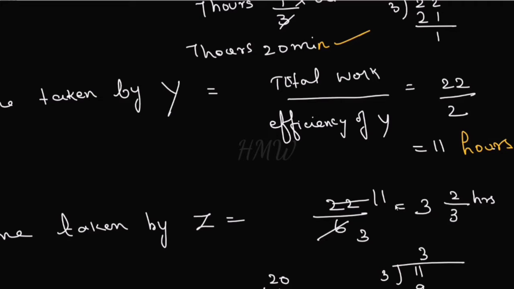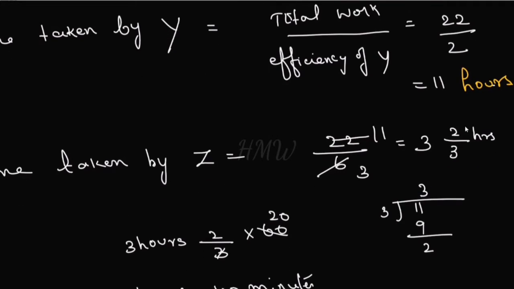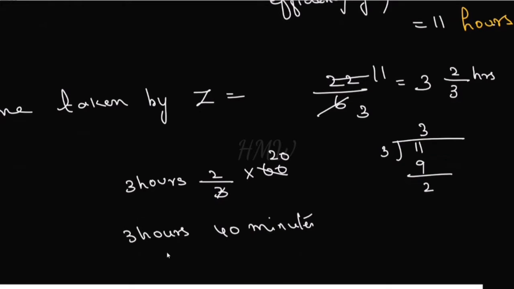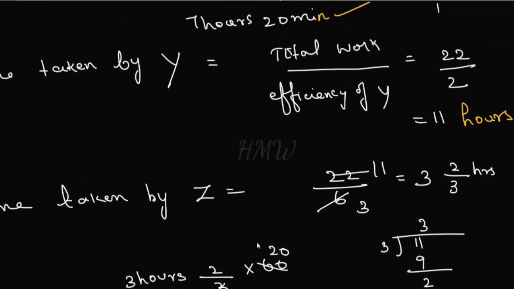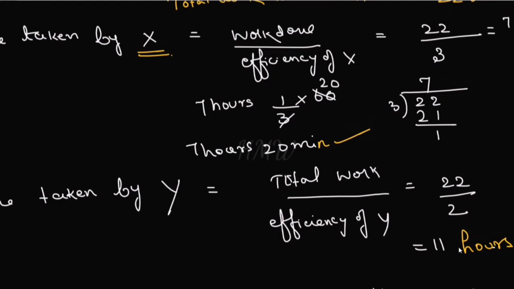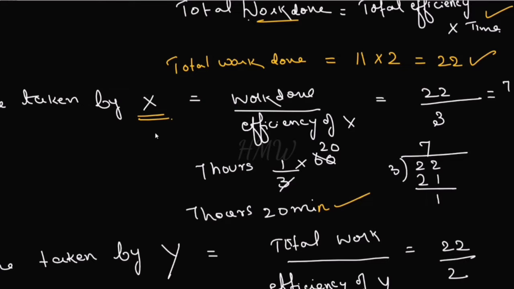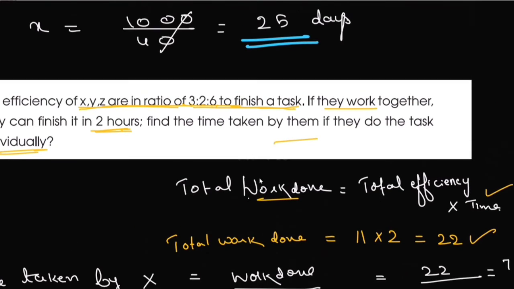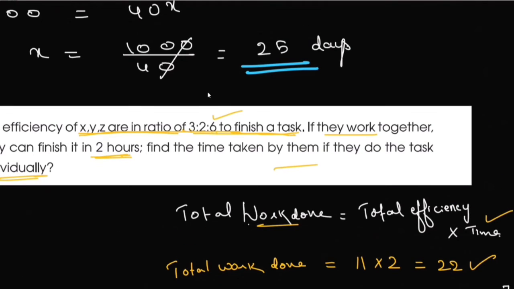11 by 3 is 3 and 2 by 3 hours, since 3 into 3, 9, plus 2, 11. If you want to convert 2 by 3 into minutes, multiply 2 by 3 into 60, that is 40 minutes. So the time taken by Z is 3 hours and 40 minutes. Time taken by Y is 11 hours. Time taken by X is 7 hours and 20 minutes. So you can see that Z takes the least time. Z is more efficient.